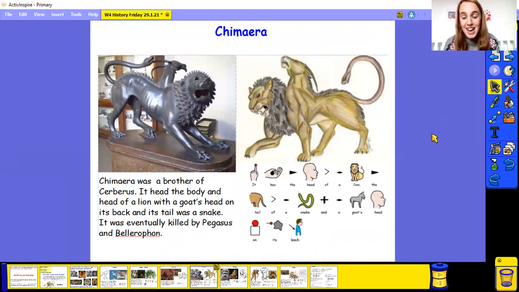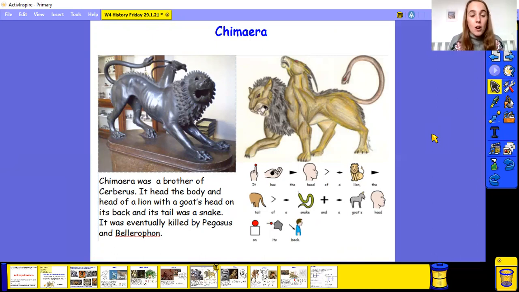Now, as we know, we've already looked at the Chimera, which I just can't get over how strange it looks. So the Chimera has the head of a lion, the tail of a snake, and a goat's head in the middle on its back. So the goat's head is on its back between its shoulder blades, the lion's head at the front, and a snake at the back. Just seems like there's a lot going on.